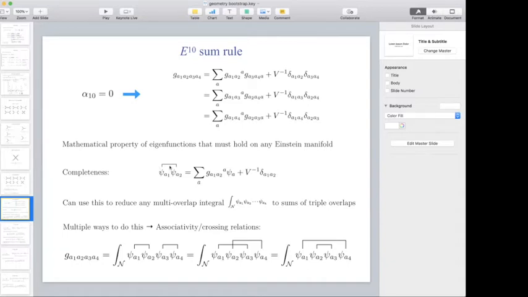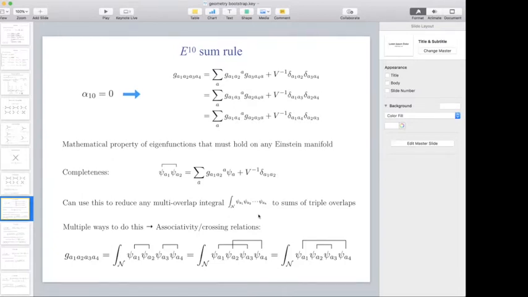So any product of two scalar eigenfunctions can be expanded in this way. And the coefficients of the expansion are just the triple overlap integrals, as you can see by just contracting with another psi here and taking the integral of both sides. So this is kind of like an operator product expansion, if you like, where I can take any two things within an overlap integral and expand them into a sum of one function. So I can reduce any multi-overlap integral like this to just a sum of triple overlap integrals by repeatedly using this completeness relation.